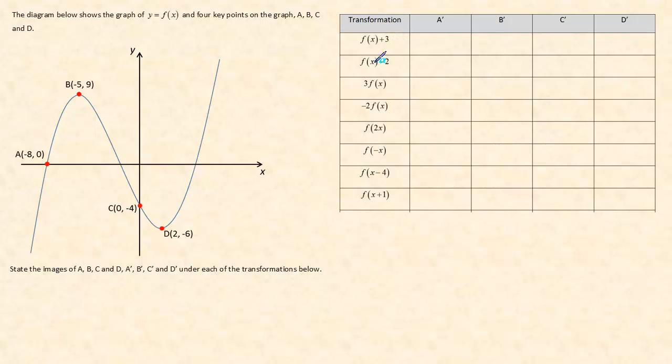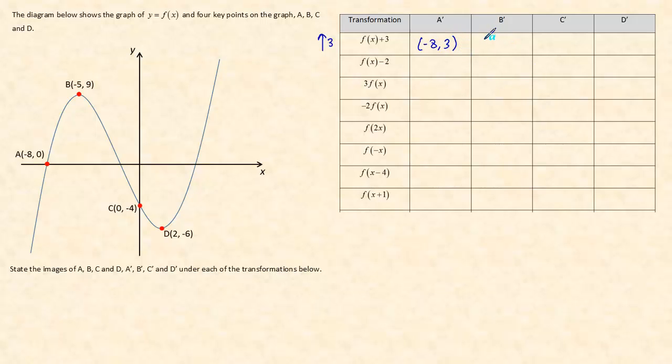Now think about this one. That one is a vertical translation 3 units upwards. So what's that going to do to the coordinates? Well, the x coordinates are not going to change if it's vertical, but all of the y coordinates will increase by 3. So if A is negative 8, 0, A dashed will be negative 8 because the x coordinate will stay the same, but the y coordinate increases by 3.